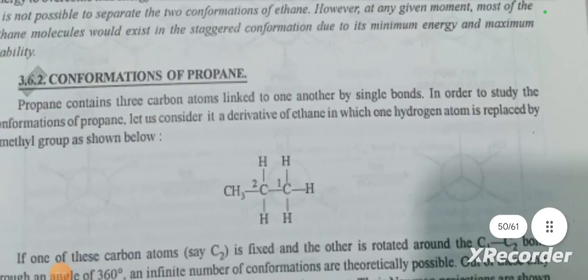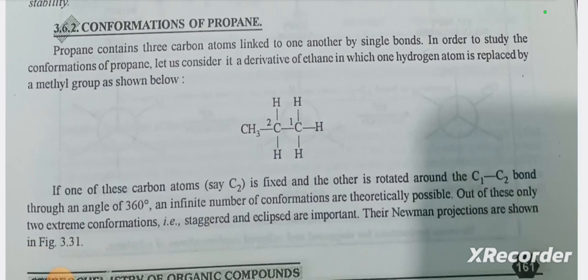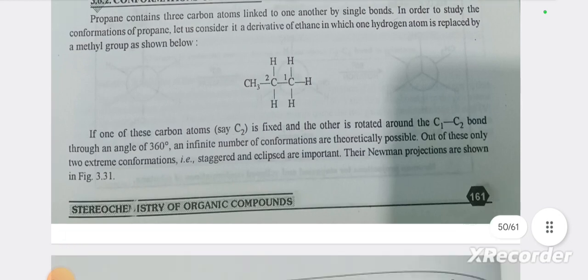Conformations of propane. Propane contains three carbon atoms linked to one another by single bonds. In order to study the conformations of propane, let us consider it a derivative of ethane in which one hydrogen atom is replaced by a methyl group as shown. If one of these carbon atoms is fixed and the other is rotated through an angle of 360 degrees, an infinite number of conformations are theoretically possible. Out of these, only two extreme conformations, staggered and eclipsed, are important. The Newman projections are shown in the figure.